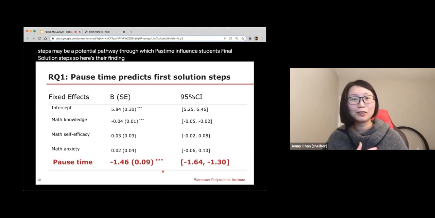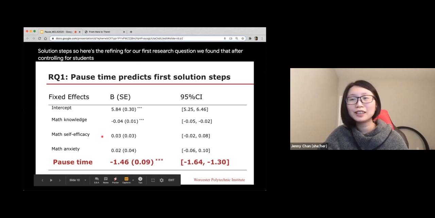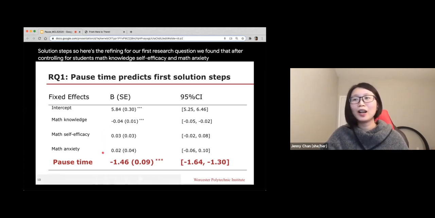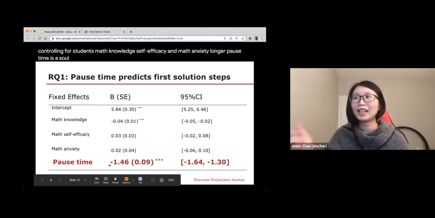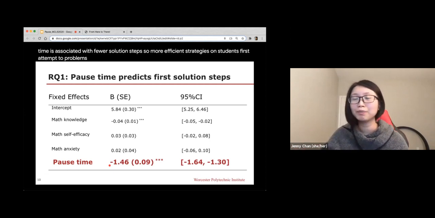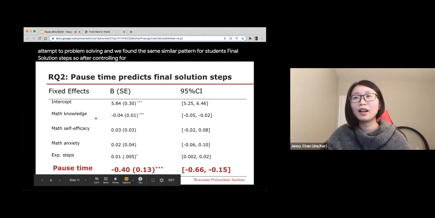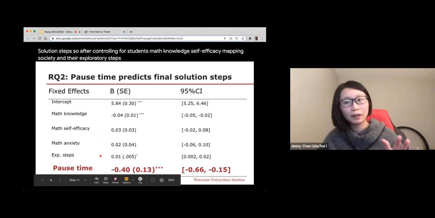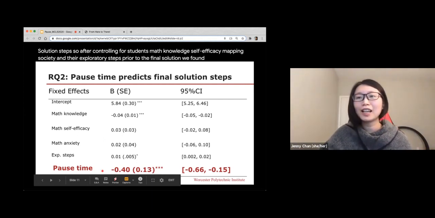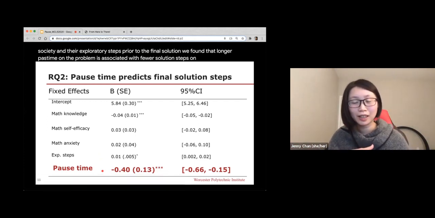So here's the finding for our first research question. We found that after controlling for students' math knowledge, self-efficacy, and math anxiety, longer pause time is associated with fewer solution steps, so more efficient strategies on students' first attempt at problem solving. And we found the same similar pattern for students' final solution steps. So after controlling for students' math knowledge, self-efficacy, math anxiety, and their exploratory steps prior to the final solution, we found that longer pause time on the problem is associated with fewer solution steps on students' final attempt at problem solving.